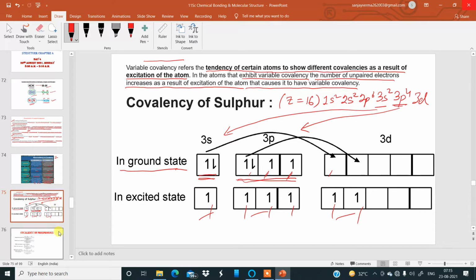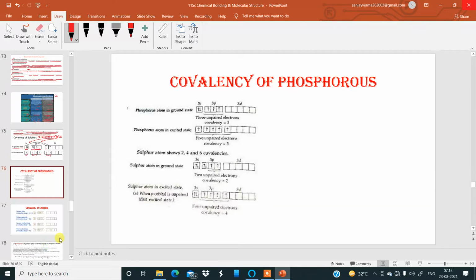Now moving to the other examples of covalency, we can see over here covalency of phosphorus. Covalency of phosphorus in the ground state. If you watch very carefully, in the ground state, phosphorus, its atomic number is 15. So electronic configuration 1s2, 2s2, 2p6, 3s2, 3p3. So there are 3 electrons in the p orbitals which are occupying singly. Now this is the ground state.